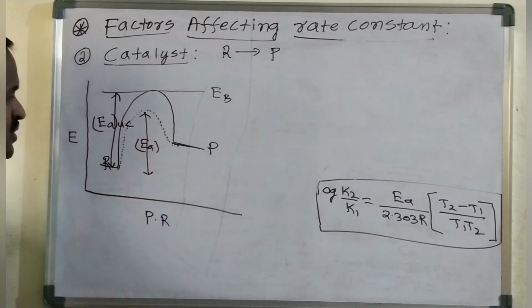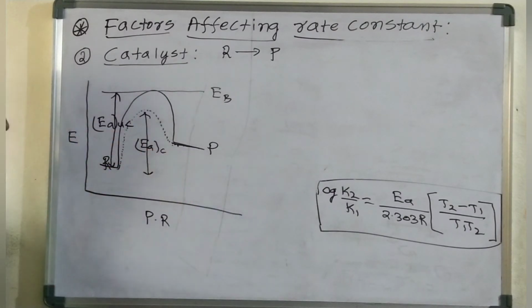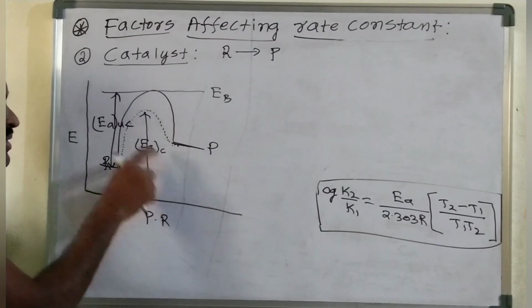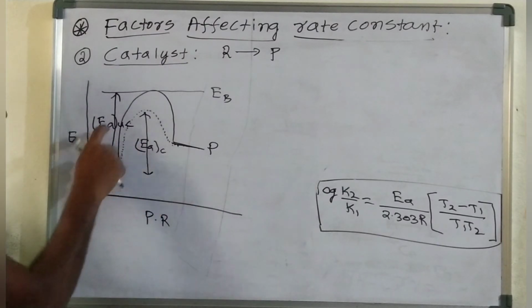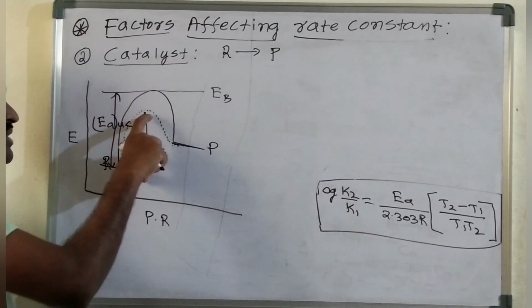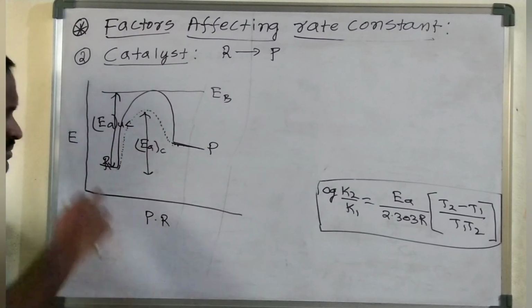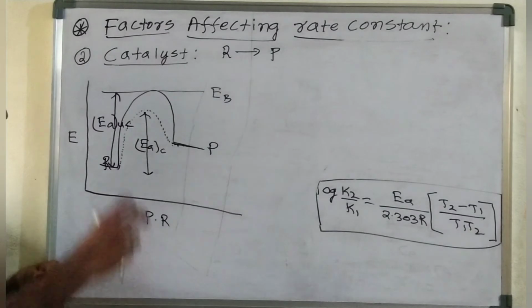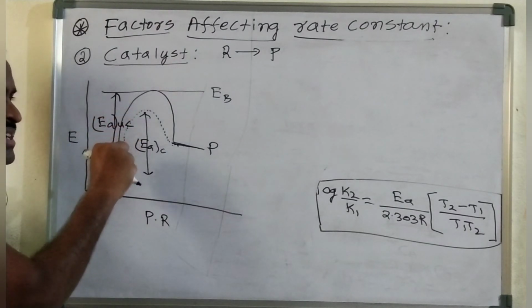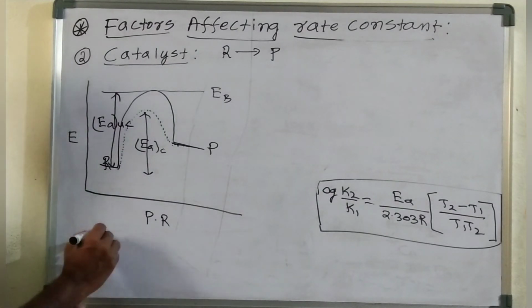EA of uncatalyst, I can write this as EA of UC, whenever I am not using the catalyst. Whenever I am using the catalyst, the activation energy is EA of C. EA of UC is nothing but the activation energy of the uncatalyzed reaction. Without using the catalyst, this is the activation energy; by using the catalyst, this is the activation energy. So when I am using this catalyst, it decreases the activation energy and it can speed up the rate of the reaction.